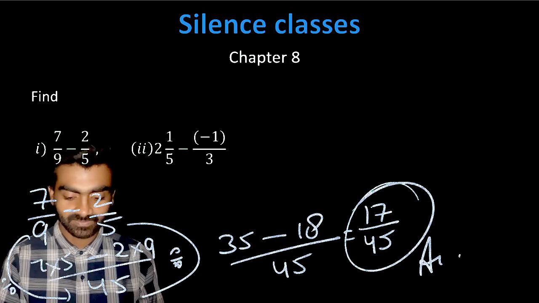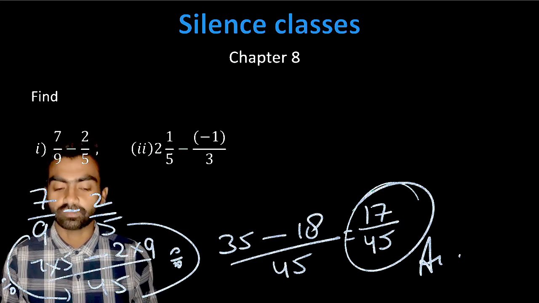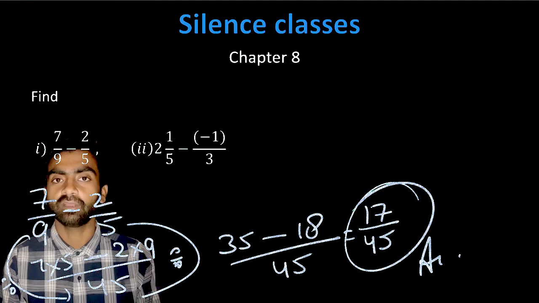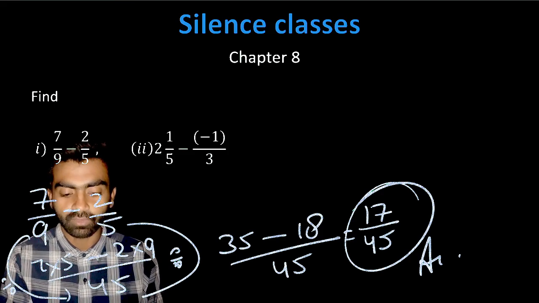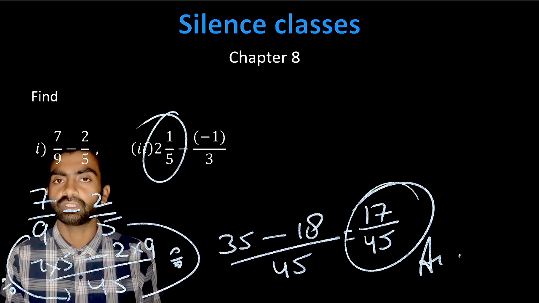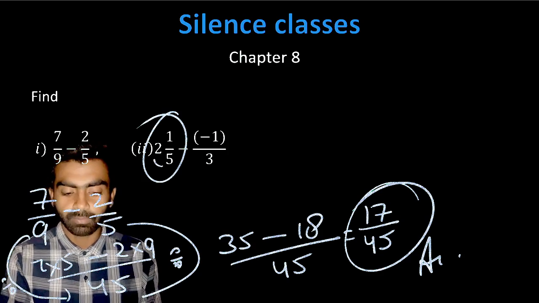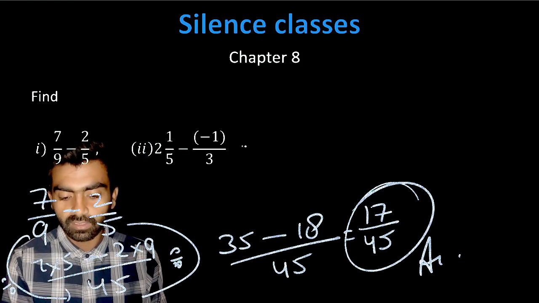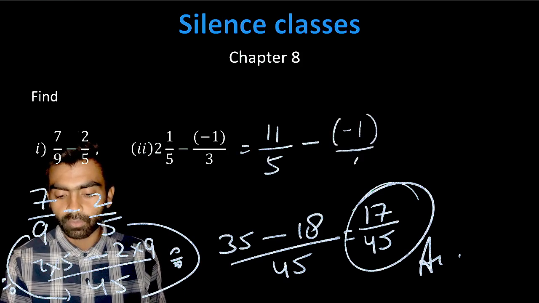Now let's do question number 2. First of all, try this question by yourself. Pause the video, try to do it yourself, then you can check whether you are doing it right or wrong. I'm just giving you a hint of what we have to do. Here the numbers are given as mixed fractions. First make them proper rational numbers. We multiply 5 by 2, which is 10, plus 1, so it will become 11 upon 5 minus 1 upon 3.